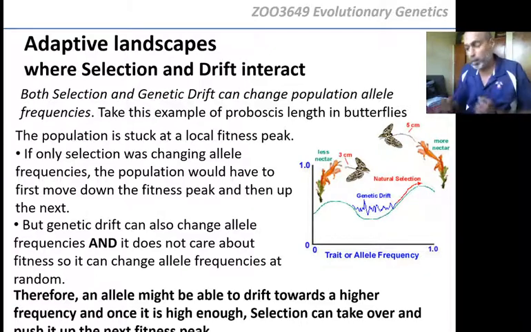If you are asked a question in an exam, what would happen in a world where there was only selection, and what other forces could help maintain genetic variation in populations? This would be how you would answer that question.